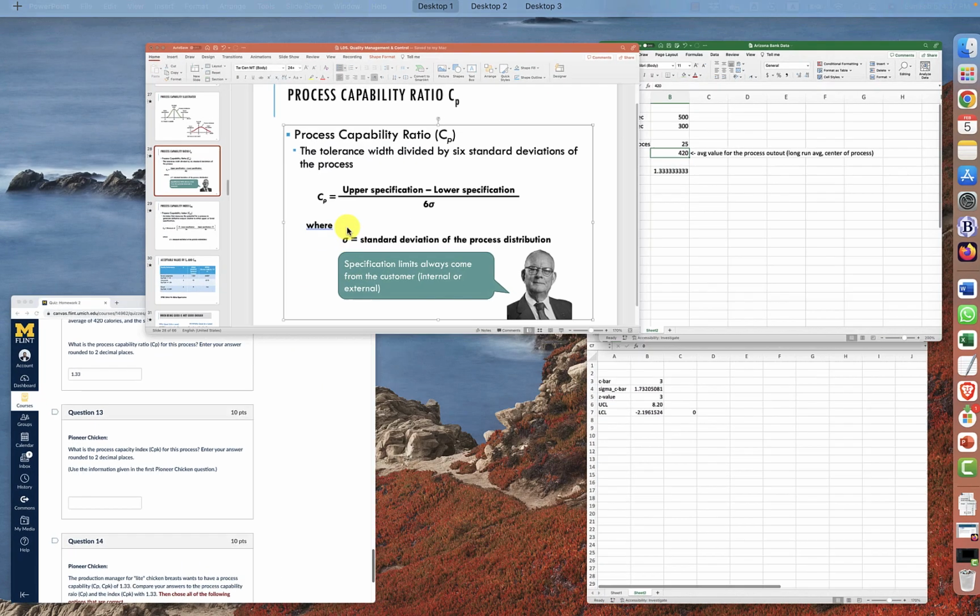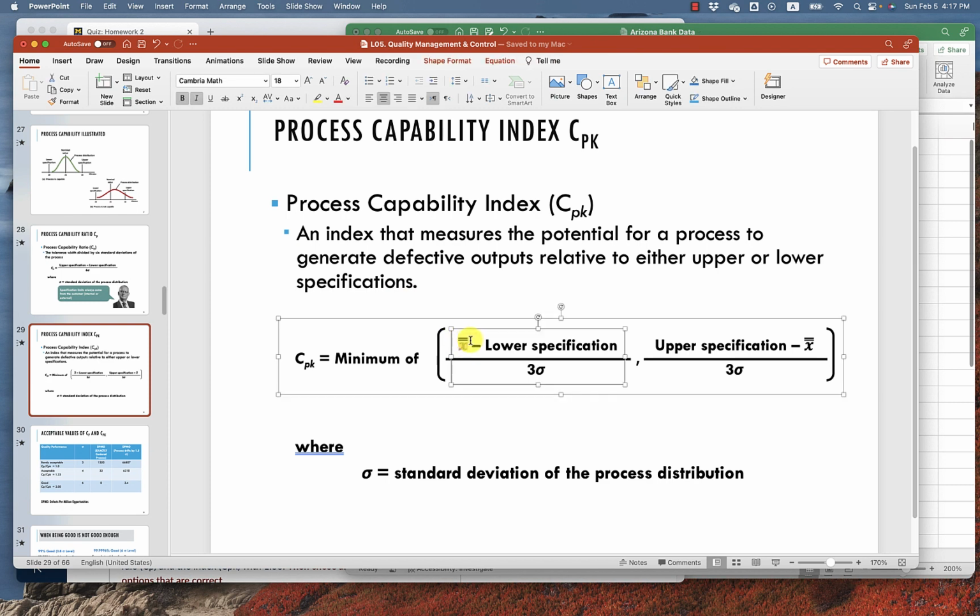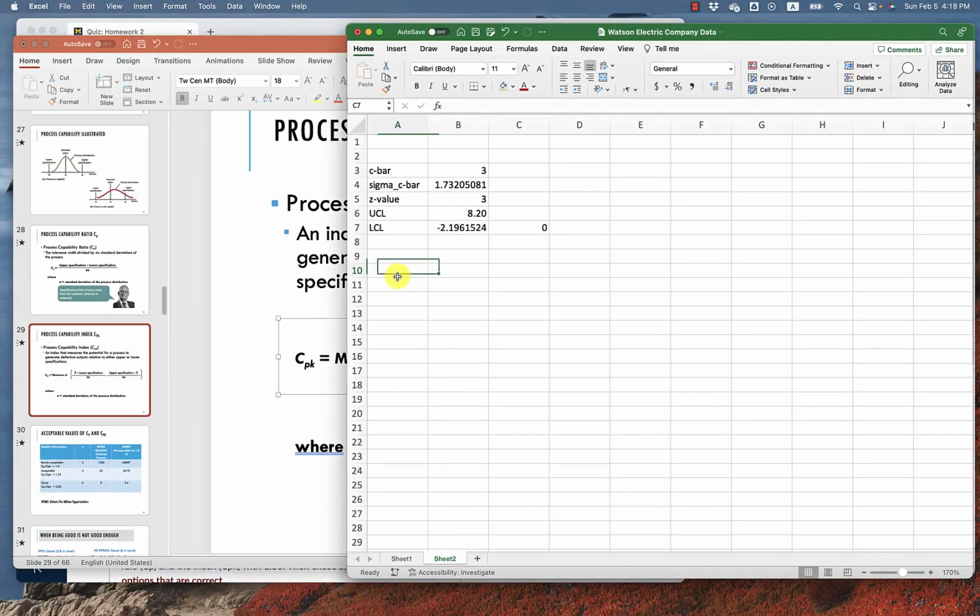So for CPK, if you look at the formula, we need the long run average of the process, Xbar, then we do minus the lower spec over 3 sigma, that's one computation. Then a totally separate computation, the comma means it's a separate computation, is upper spec minus Xbar over 3 sigma. And then of the 2 computations, we take the lower value. I call them CPK1 and CPK2. So we have to calculate both of them and then take the lower value.